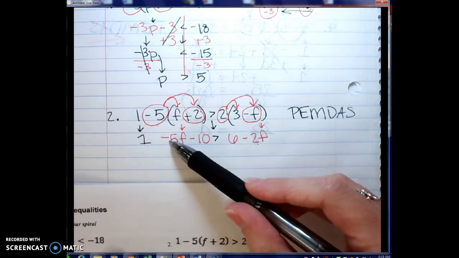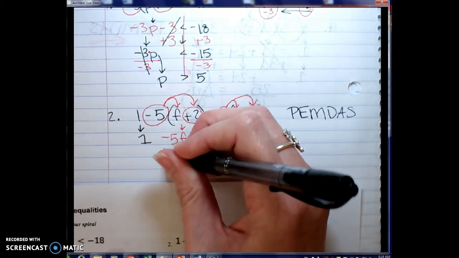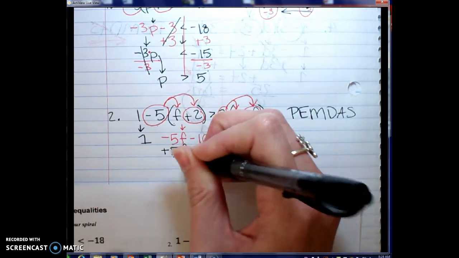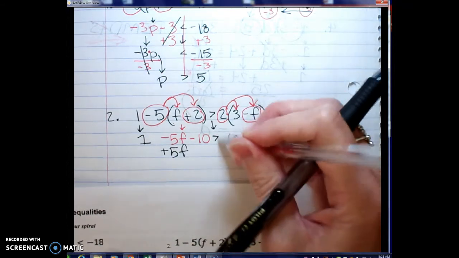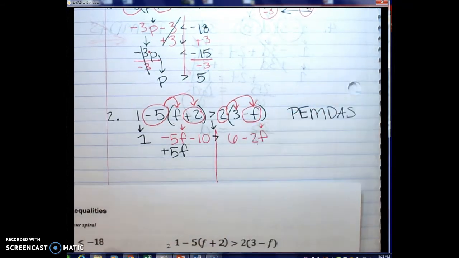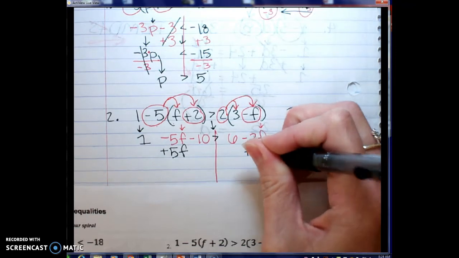So I'm going to do the -5f and move it to the other side. Since it's negative or subtracting, I'm going to add it to move it. Just like yesterday, you are going to draw a line, not through your equal sign, but today you're drawing your line through your inequality symbol. That way you can make sure what you do to one side is balanced on the other side. So we're adding 5f.